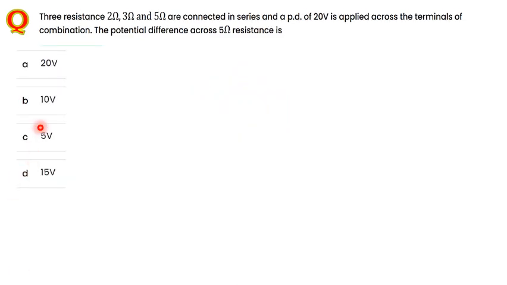The next question is similar to the previous one, but they mentioned parallel there, and here it is series. See, three resistors 2 ohm, 3 ohm, 5 ohm are connected in series with a potential difference of 20 volt. And what they are asking here is the potential difference across the 5 ohm. See, from this only they have given the hint.